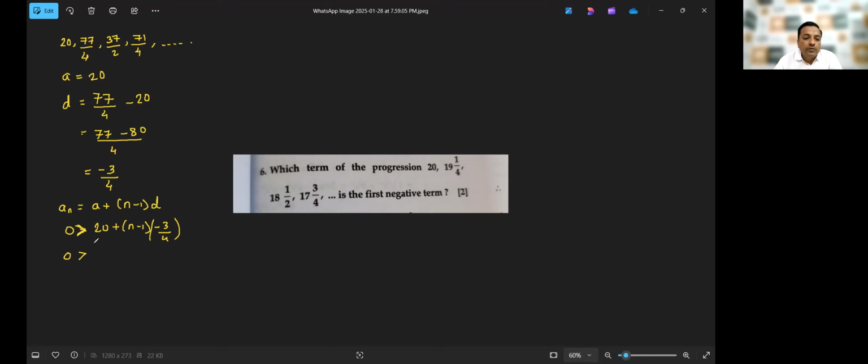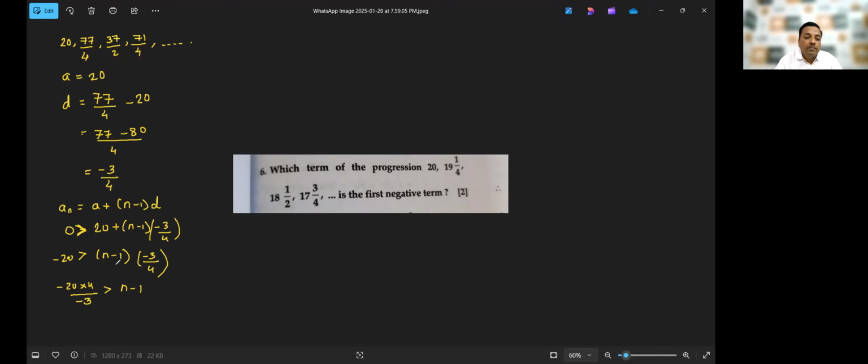What can we do first with this? First we have to shift 20 there. So that becomes minus 20. Okay, then n minus 1 and minus 3 by 4. Then what do we do? Shift 4. This one, minus 3 by 4, is multiplied on that side, its reciprocal will be minus 20 into 4 upon minus 3. This one n minus 1.